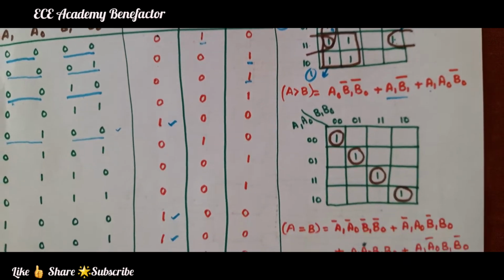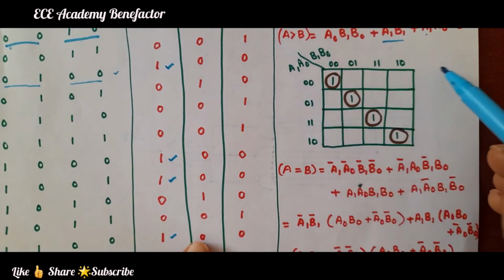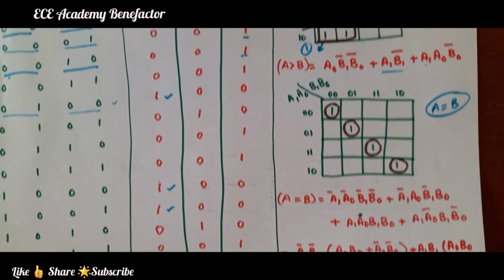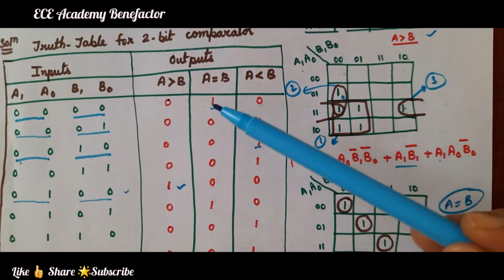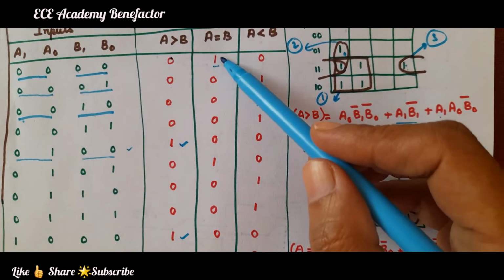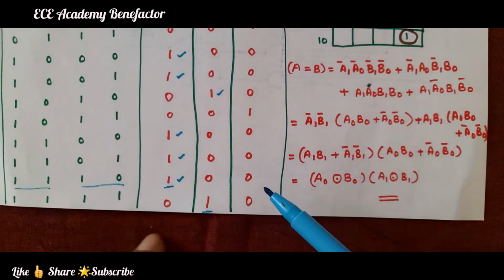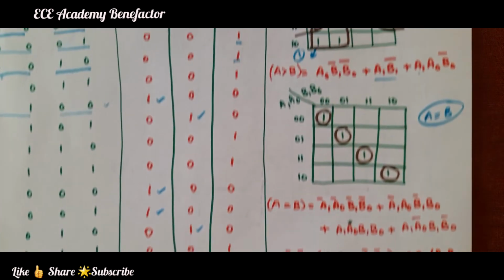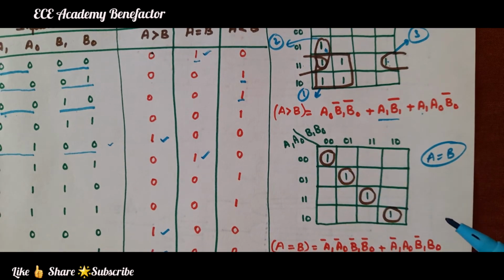Now we have to draw the K-map for A equal to B. This is the second K-map, for A equal to B. Looking at this column, we have filled ones. We are having 4 ones here: 1, 2, 3 and the fourth one. With these 4 filled in this K-map, this is how we get it.